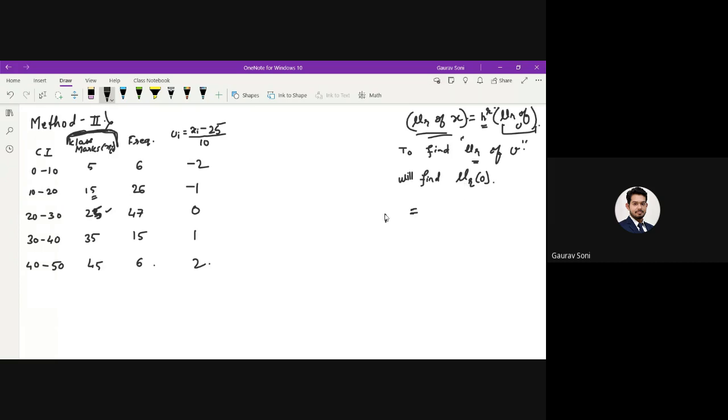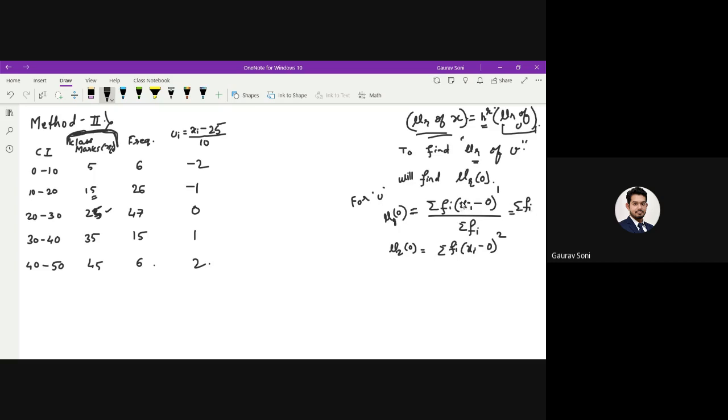What will be mu r of 0? Say mu 1 of 0, tell me, for the variable u. What will be the formula? If I want to find mu 1 of 0, summation fi xi minus 0 raised to 1 upon summation fi, right? Then I will find mu 2 of 0. Again, that will be summation fi xi minus 0 raised to 2 upon summation fi.